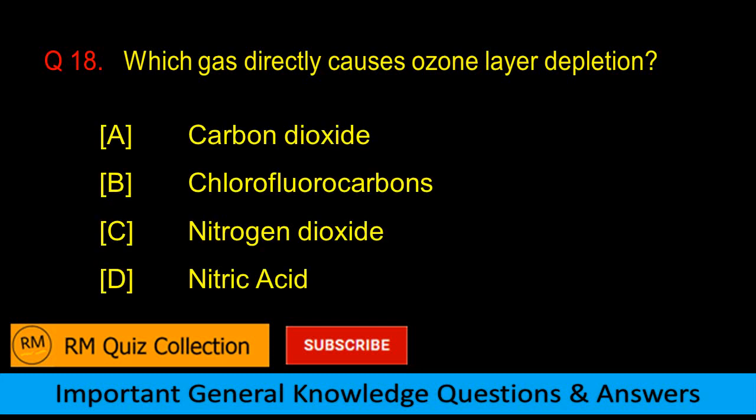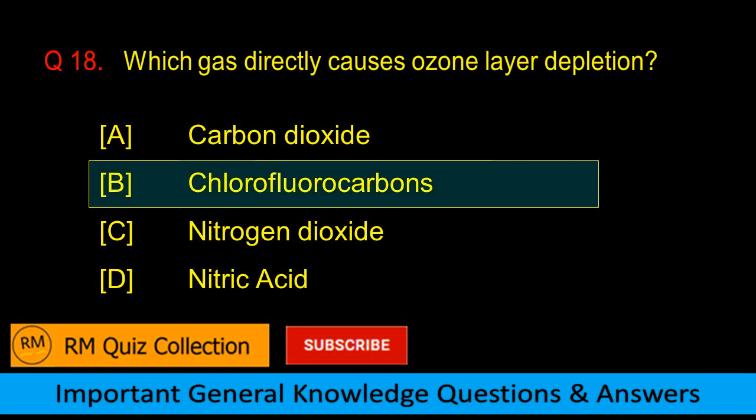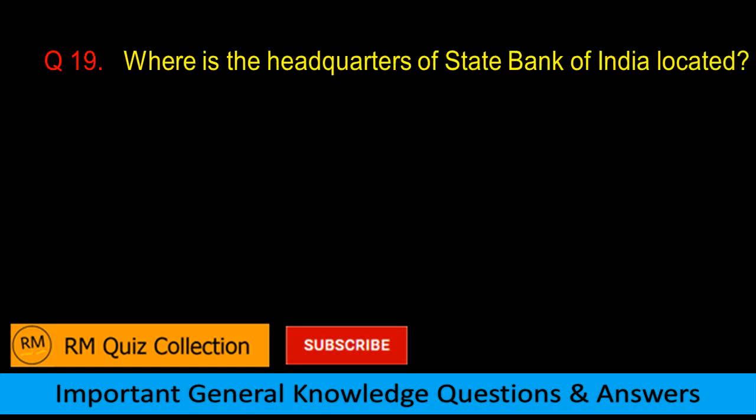Question 18. Which gas directly causes ozone layer depletion? Your options are A. Carbon dioxide, B. Chlorofluorocarbons, C. Nitrogen dioxide, D. Nitric acid. Your answer will be option B. Chlorofluorocarbons.